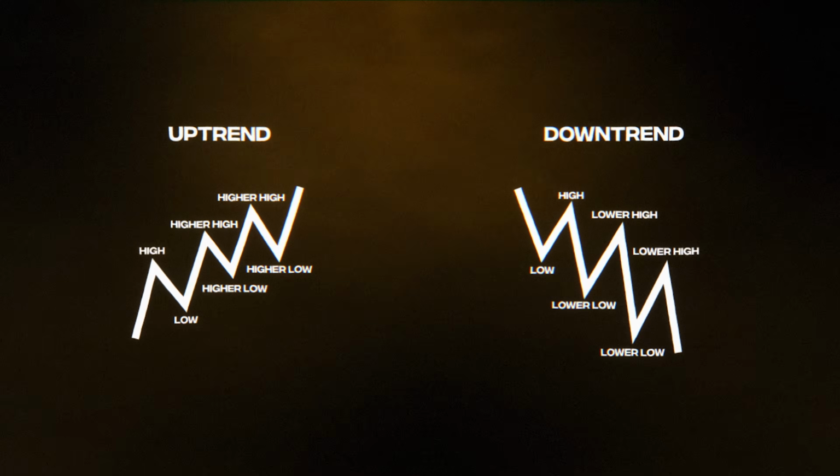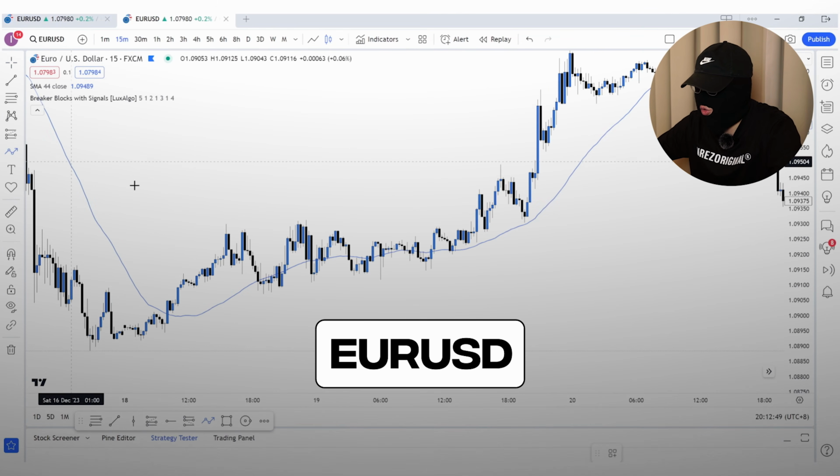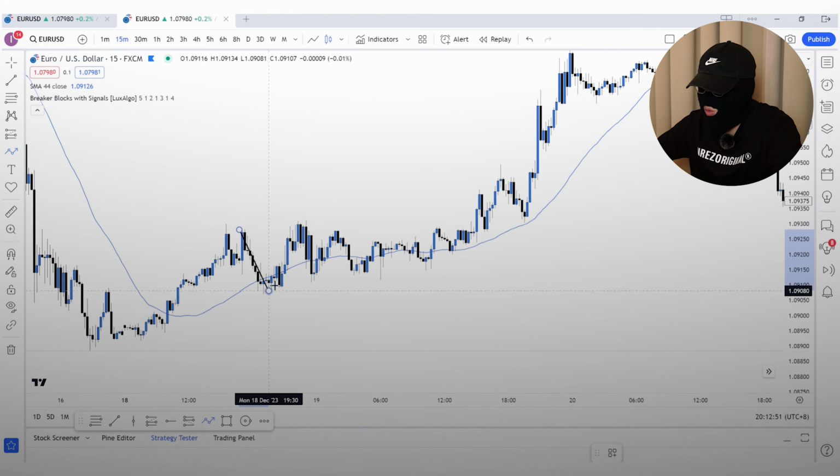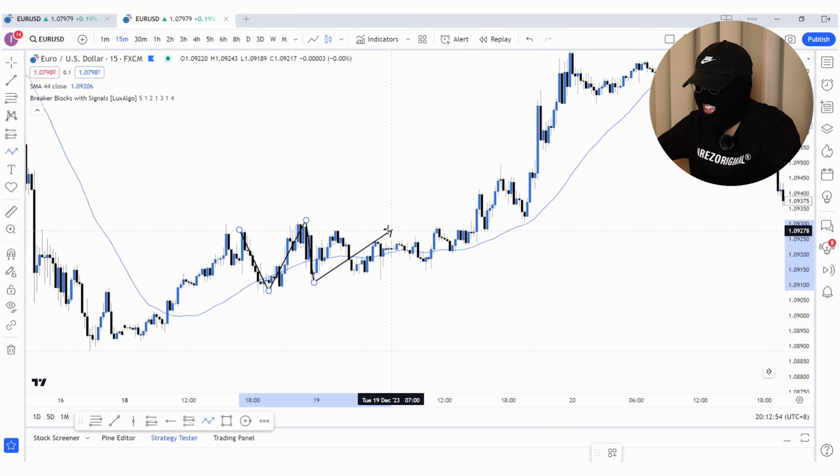Let me give you an example on the chart. As you can see on the EUR/USD chart, there are higher highs and higher lows forming. This indicates that this pair is in an uptrend. The opposite is true for a downtrend.